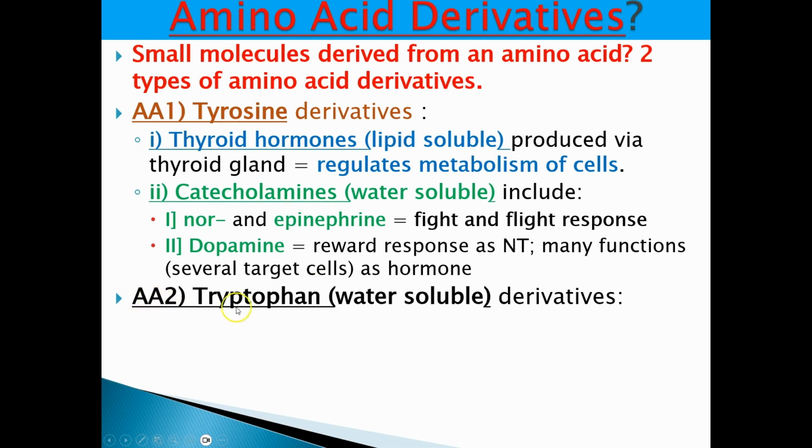All right, the other amino acid is the tryptophan derivative hormones. And so the tryptophan derivative hormones, if you remember, what's the hormone?